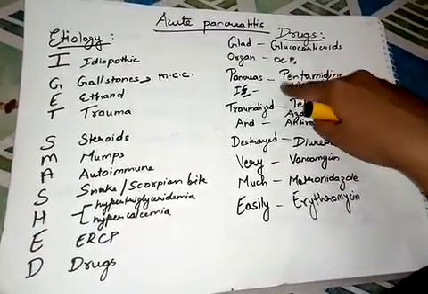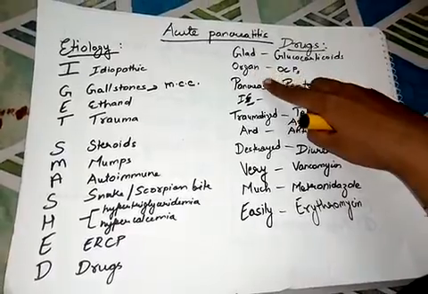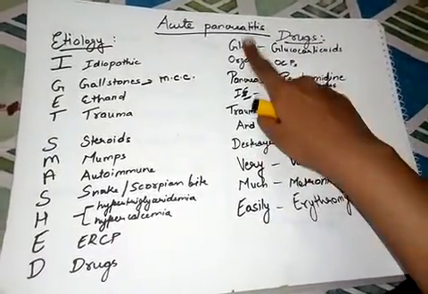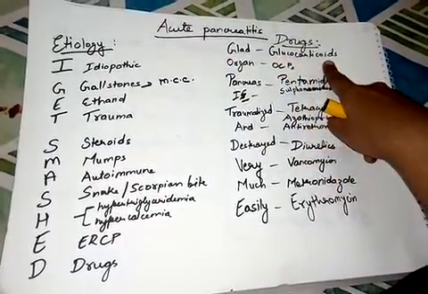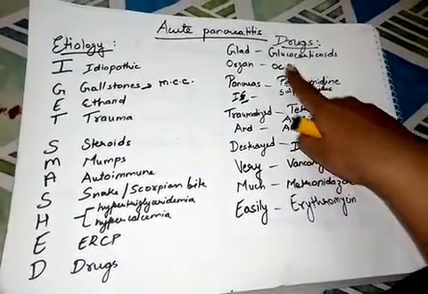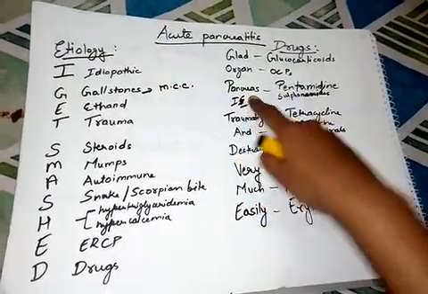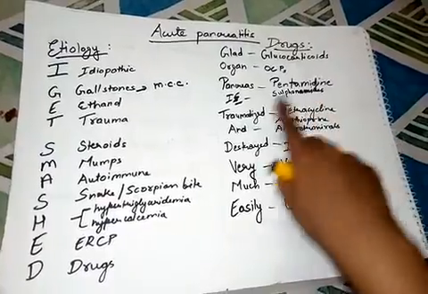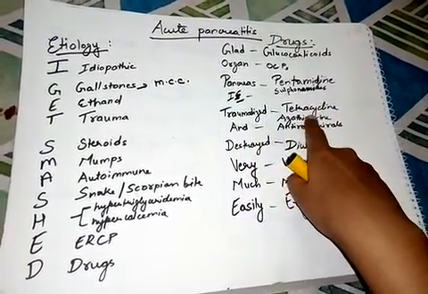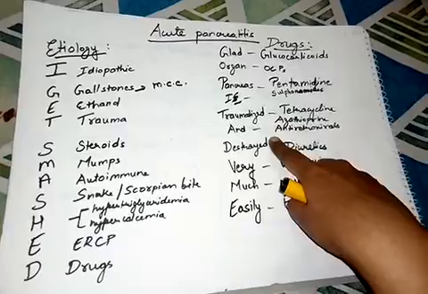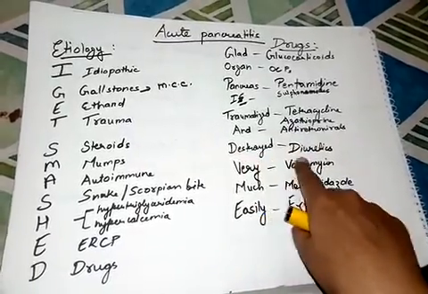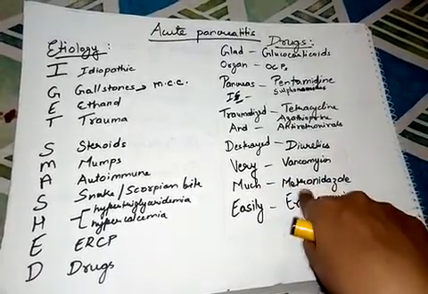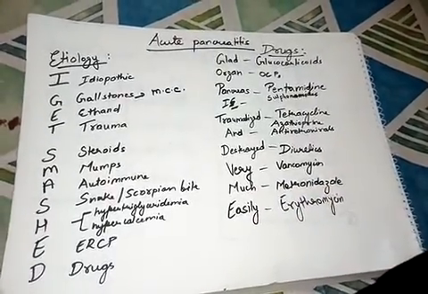So there is another mnemonic to remember this. GLAD ORGAN PANCREAS is traumatized and destroyed very much easily. G-L-A-D for glucocorticoids, O-R-G-A-N for OCPs, pancreas for pentamidine. The S of "is" stands for sulfonamides. Traumatized for tetracycline, and for azathioprine and antiretrovirals. Destroyed for diuretics, very for vancomycin, much for metronidazole and easily for erythromycin.